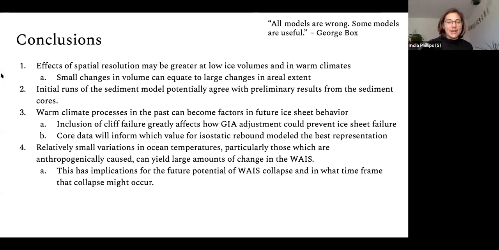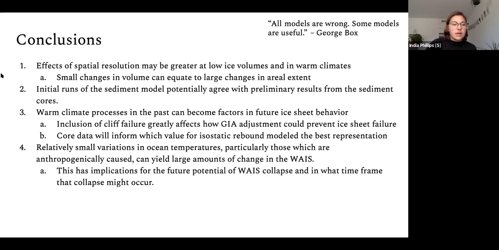Okay, so I know we just threw a whole bunch of data at you guys, but the basic summary of all of it is that, one, from my results, effects of spatial resolution may be greater at low ice volumes in warm climates. And so that has implications for modeling future scenarios with warmer climates. And also, a side note, small changes of volume can equate to large changes in areal extent. So that has implications for where your ice rafted debris are coming from.